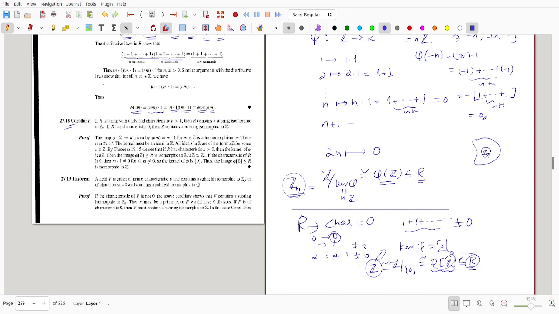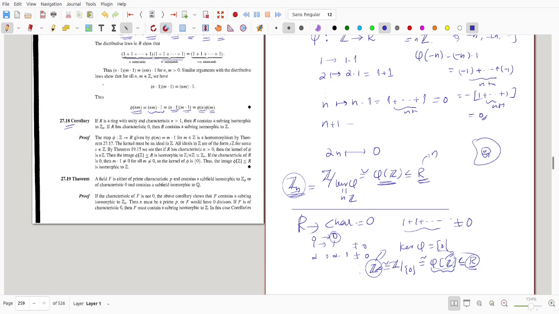So every ring with characteristic 0 contains a subring which is isomorphic to Z. If we start with a ring with characteristic n, then that contains a subring which is isomorphic to Zn. This is what we have seen in Corollary 27.18. Actually, that is the computation of the kernel of the homomorphism defined in 27.17. Okay, so if this is the case, then we can easily prove Theorem 27.19.